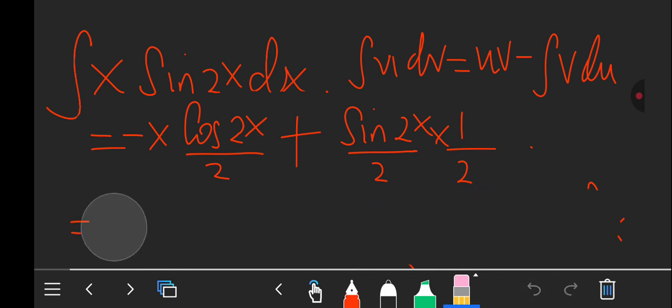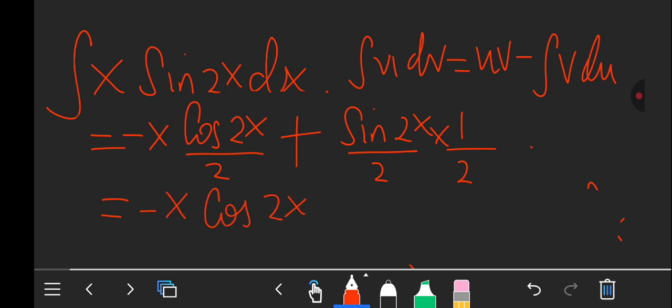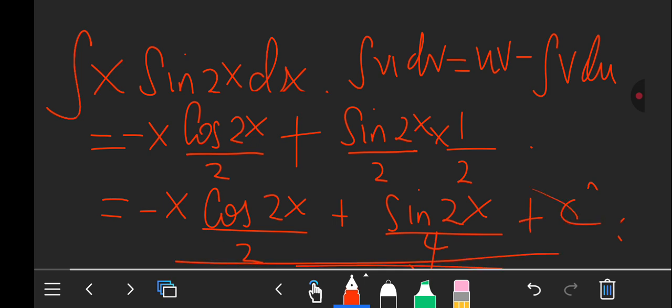So now I get to simplify this to be equal to negative x cos 2x over 2, like that, then plus sine 2x. What is 2 multiplied by 2? It will be equal to 4 there as the denominator. Then I'll say plus c. So this is how you get to integrate. This is the final answer. I'm putting plus c because this is an indefinite integral. It must have an arbitrary constant there.